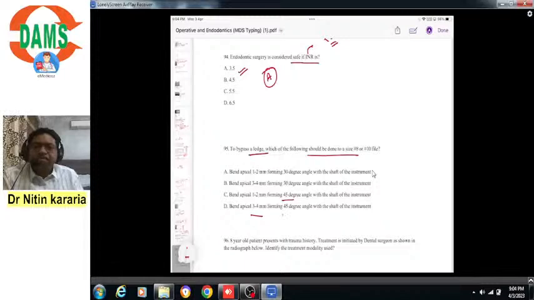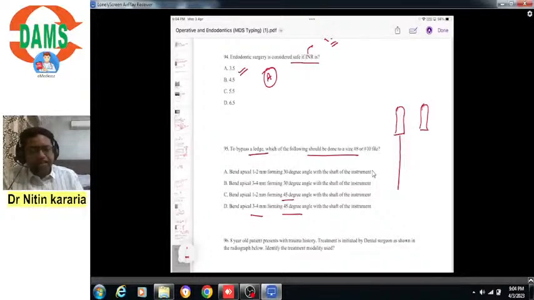Now this is basically related to the technique for bypassing a ledge. So suppose this is an endodontic file, a straight file, and I would bend the apical 1/3 of the file like this to bypass the ledge. The range of bending is usually 30 to 45 degrees.